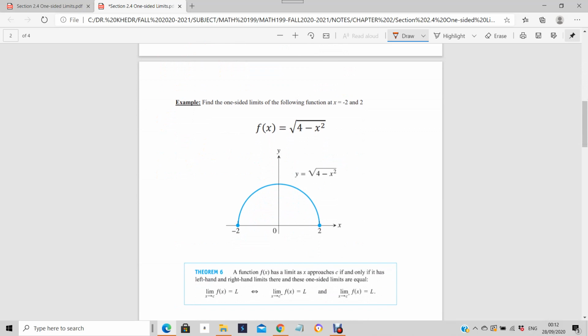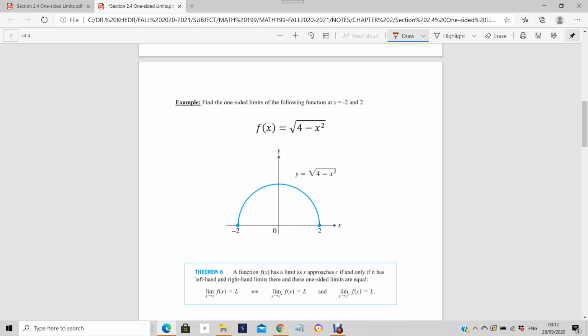Okay, let's see another example. Find the one-sided limits of the following function at x equals minus 2 and at x equals 2, at 2 points. The function is the square root of 4 minus x squared, and this is the graph of the function. It's a semicircle.